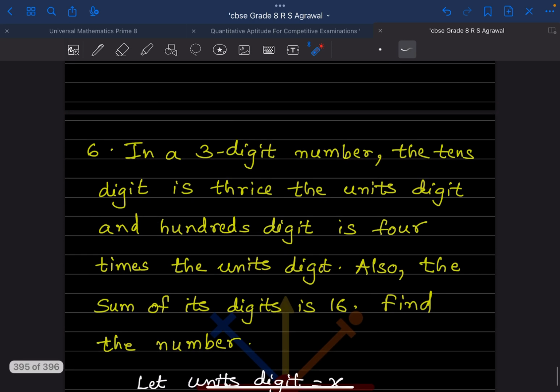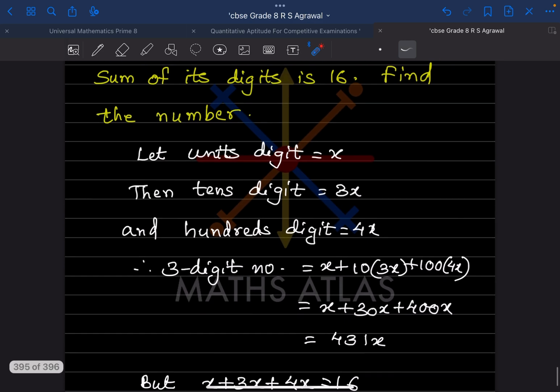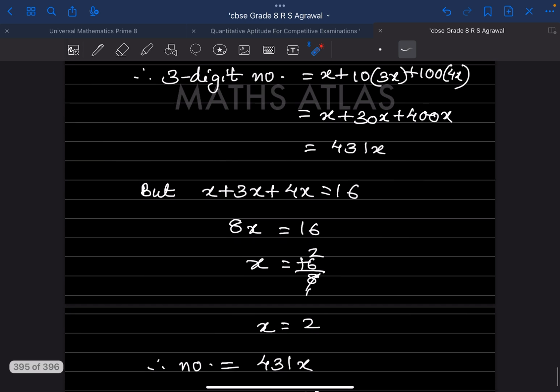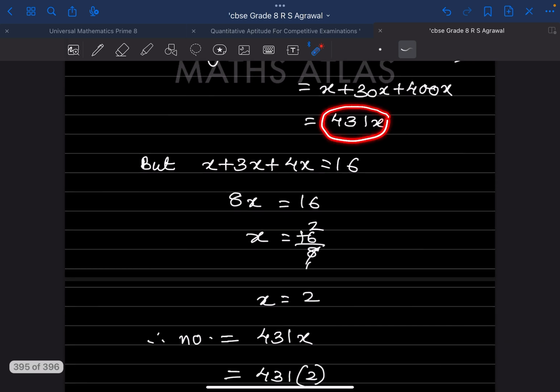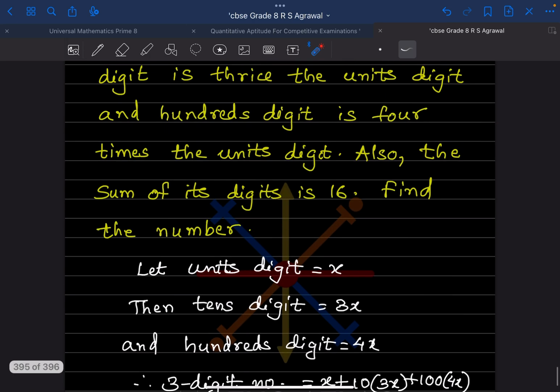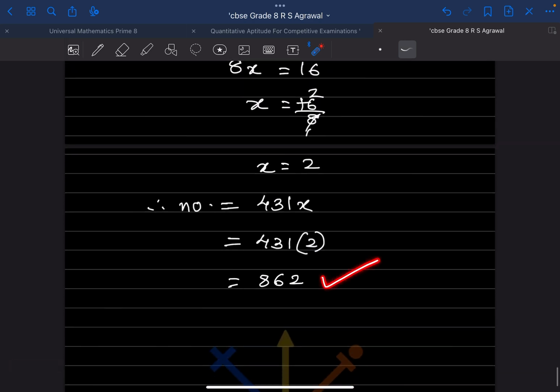But then what did it say here? Also the sum of its digits is 16. Sum of its digits means here we have 3 digits, 1, 2 and 3. When you add all 3, that is going to be 16. So this is going to be 8x is 16. So x is going to be 16 by 8. So x is 2. Now in place of this x you are going to put 2, so the number is 862. That is what they asked for, find the number, and this is a very simple one. So it is 862. By this we have completed today's work.